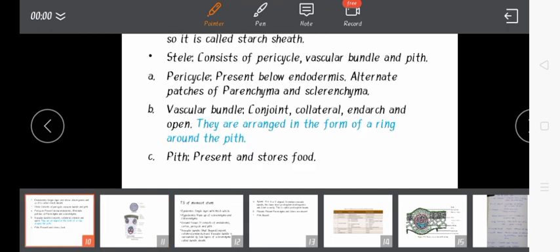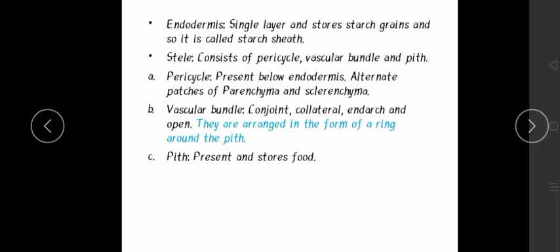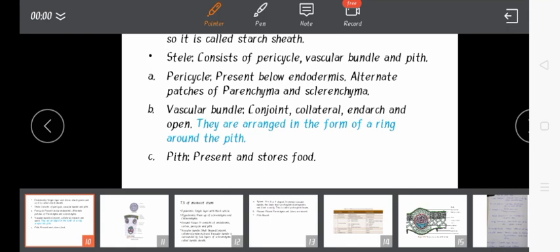Have a look at the notes also given for you, children. Here the pith is present and it stores the food. Here you can see all the other parts also which are given for you, where you can see the vascular bundle which is conjoined, collateral, endarch and open. The pericycle is present below the endodermis. Alternate patches of parenchyma and sclerenchyma are present.